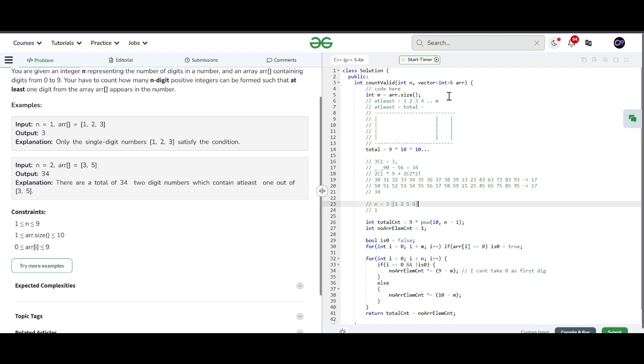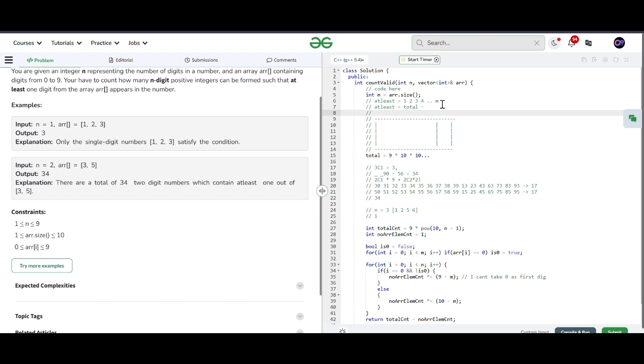But it can be represented in one more way, if I represent the "at least" as the total number I can generate minus the numbers which are made from zero digits. What does it mean? Let me clear. So total means I can take zero of the digits in the array, I can take one digit from the array, I can take two digits, three digits, four digits, and so on up to n. This is the meaning of total: the total number of numbers I can generate.